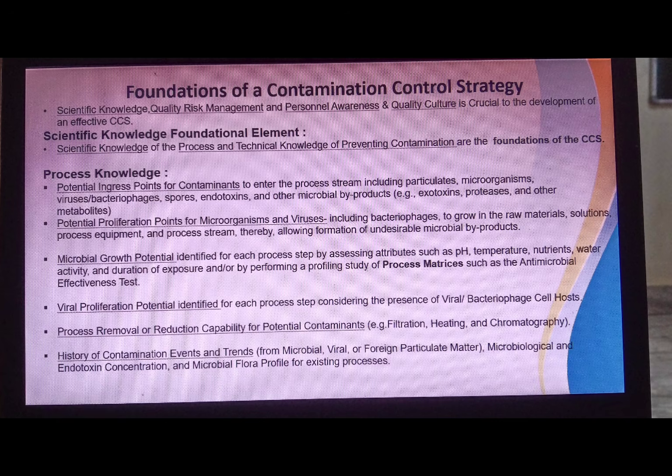History of contamination event and trend. Definitely we need to know the history of contamination event and trend from microbial, viral, or from foreign particulate matter. Microbial and endotoxin concentration and microbial flora profile for existing process.